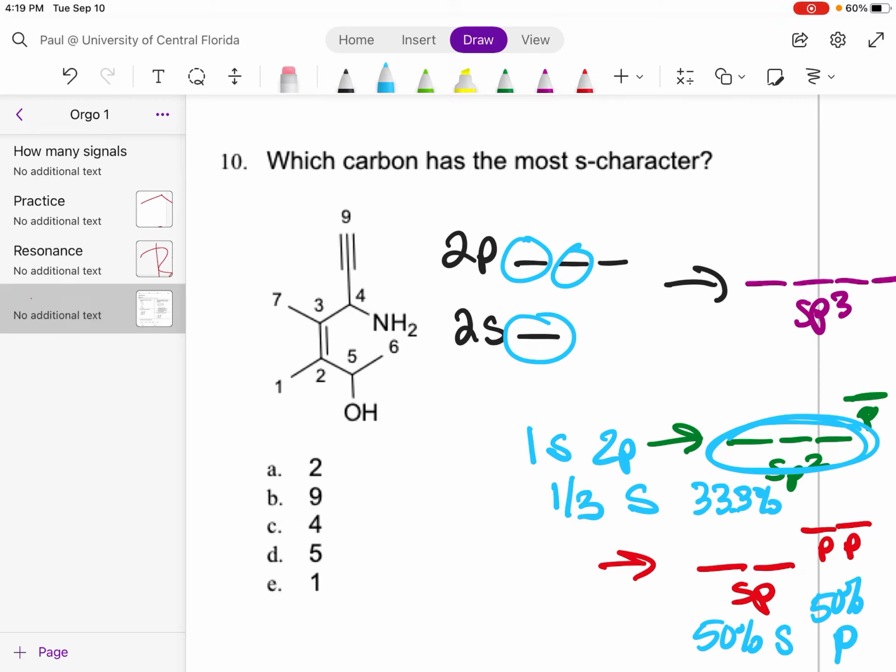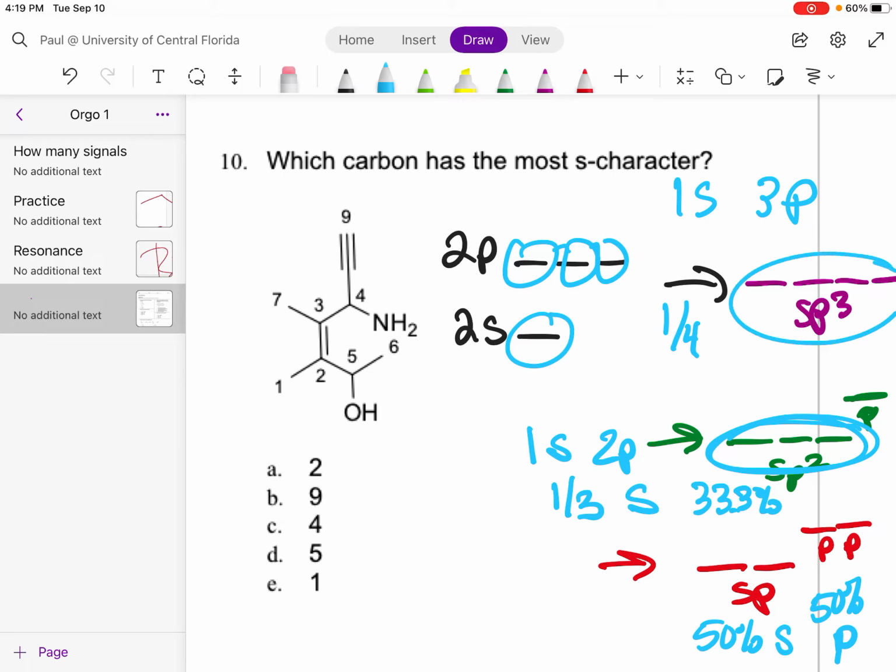And then you can see what's going to happen with our sp3. All right, for sp3 we have that one, that one, that one. So we have 1 S and 3 p orbitals. So that's simply 1 out of 4. 1 out of the 4 orbitals that are getting hybridized are coming from the S. So the sp3 hybridized orbitals are 25% S character.